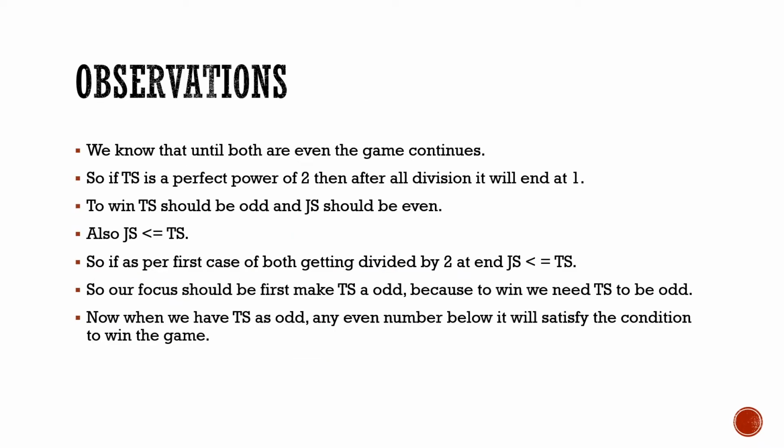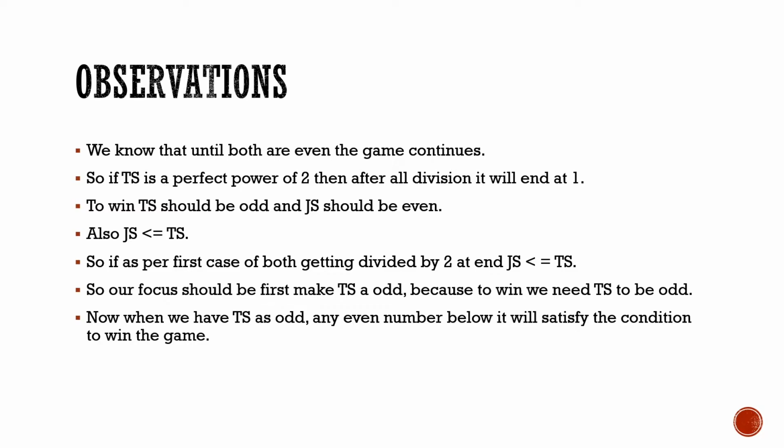Let's look at some observations from the problem statement. We know that the game continues until both are not even. So if TS is a perfect power of 2, then after all the divisions it will end at 1. To win, TS should be odd and JS should be even. Also, JS is less than or equal to TS. So, as per the first case, both will get divided by 2, and at the end JS is less than or equal to TS. Our focus should be to first make TS an odd number, because to win we need TS to be odd. Now when we have TS as odd, any even number below it will satisfy the condition to win the game.